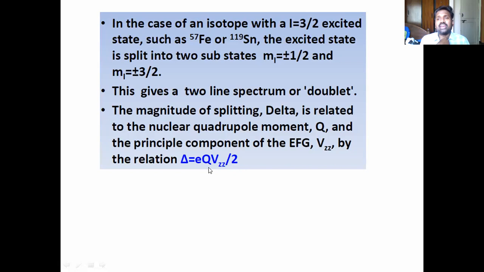The calculation of EFG is important in NQR. You can do it in Mossbauer also. What these terms are, we are going to see later when we take up NQR. So you can calculate EFG.